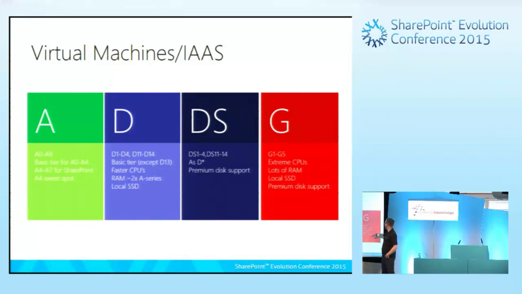But the DS and D series actually have premium disk support, which was released to GA 2 weeks ago, I think it was. Premium disk is a new storage type where you can have all your disks on SSD, so you can get really good performance. So if you're building out a SharePoint farm, I would look at the DS series for production use. Depending of course, your web front ends might not need SSDs, but your search servers and SQL servers do.